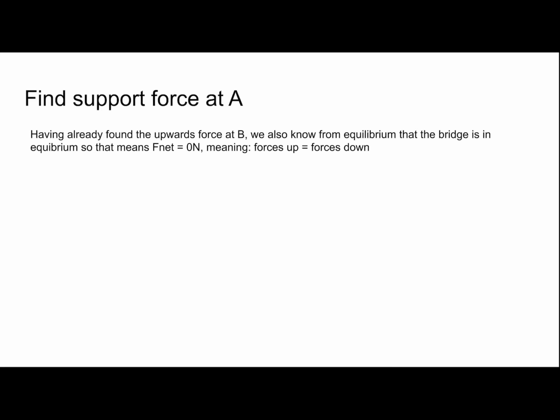So the very easy way, you can just say that the Fnet, like I said, the bar is in equilibrium. And when something is in equilibrium, the Fnet will be 0 newtons. So that means that the forces acting upwards will be exactly equal to the forces acting downwards.